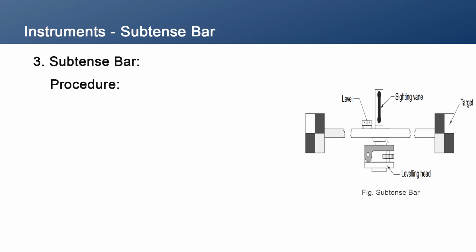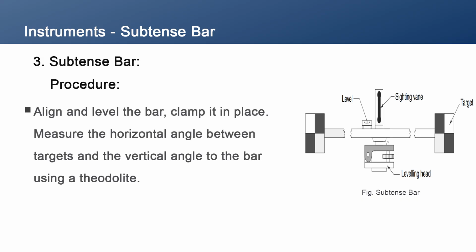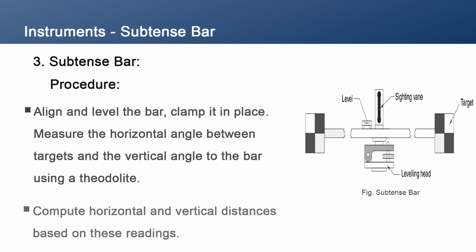Now, how do you compute the horizontal and vertical distance accurately? For that, you align and level the bar and clamp it in place. The theodolite reads the horizontal angle between the targets and the vertical angles to the bar, and from these readings compute the horizontal and the vertical distance accurately.